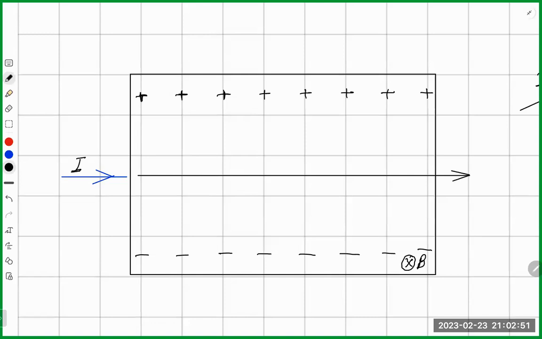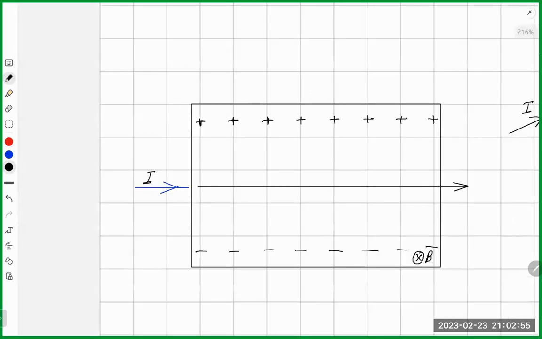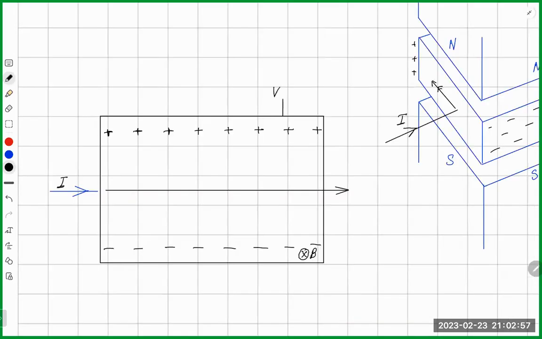Now, there is a positive potential over here. There is a negative potential on this side. This potential difference is called Hall voltage, or Hall's voltage.